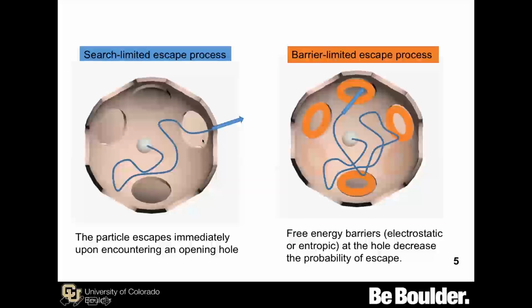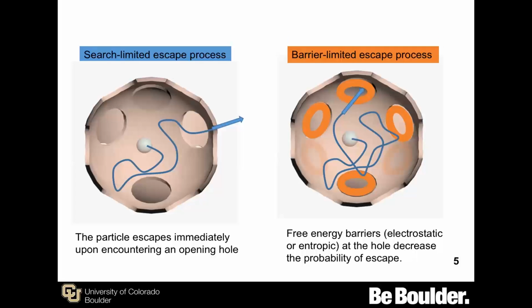And because of that, this escape process can be divided into two modes. One is the search limited escape process, in which the particles escape immediately upon encountering an opening hole. While for the barrier limited escape process, maybe there are energy barriers, like an electrostatic barrier and an entropic barrier at the hole exit. Which means that this barrier will decrease the probability of escape.